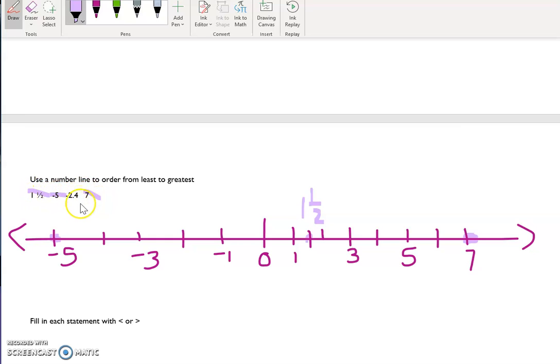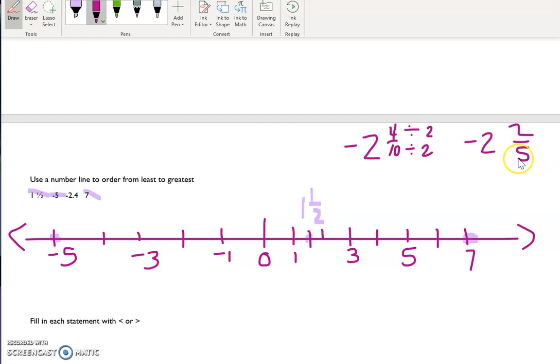And that leaves me with my last one here, -2.4, or -2 and 4/10. Again, I want to put that as a fraction so I can graph it. I want to simplify it so I have less space to break it up into. And I end up having -2 and 2/5. Be careful again with the negative numbers as this is new to us. -2 and 2/5 will be in between my -2 and my -3.